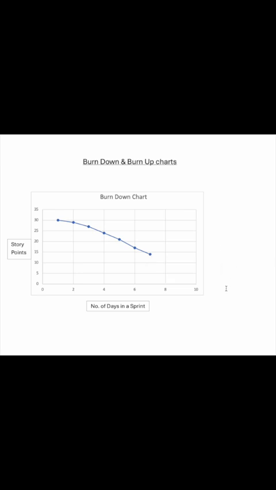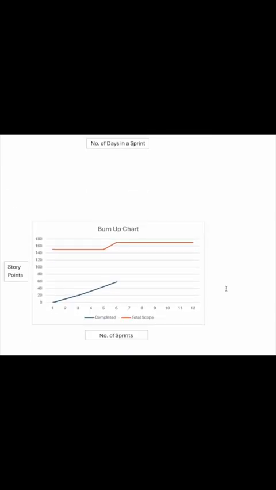Now let's look into the burn up chart, which shows the project status. Here on the vertical axis it is the story points, and on the horizontal axis, that's where the change is, it is the number of sprints. In this project 12 sprints have been committed, and the total story points committed initially was 150, and then there is a deviation here and it increased to 170.